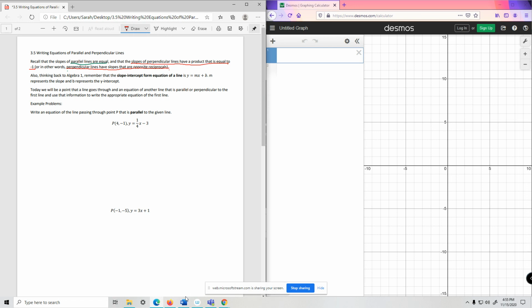What you're going to be given today is a point and an equation of a line, and they'll ask you to write the equation of a line through that point that's either parallel or perpendicular to the equation they gave you. So your problem's going to look something like this.